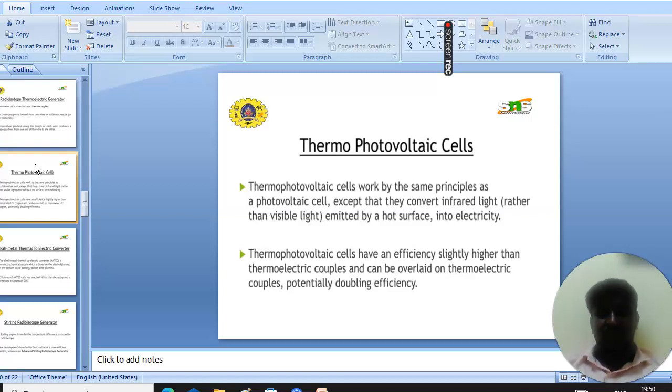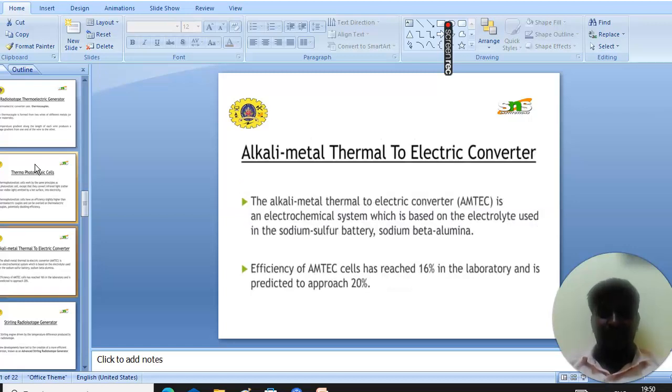The next is thermophotovoltaic cells. Thermophotovoltaic cells work by the same principles as a photovoltaic cell, except that they convert infrared light emitted by a hot surface into electricity. Thermophotovoltaic cells have efficiency slightly higher than the thermoelectric couples and can be overlaid on thermoelectric couples, potentially doubling efficiency.